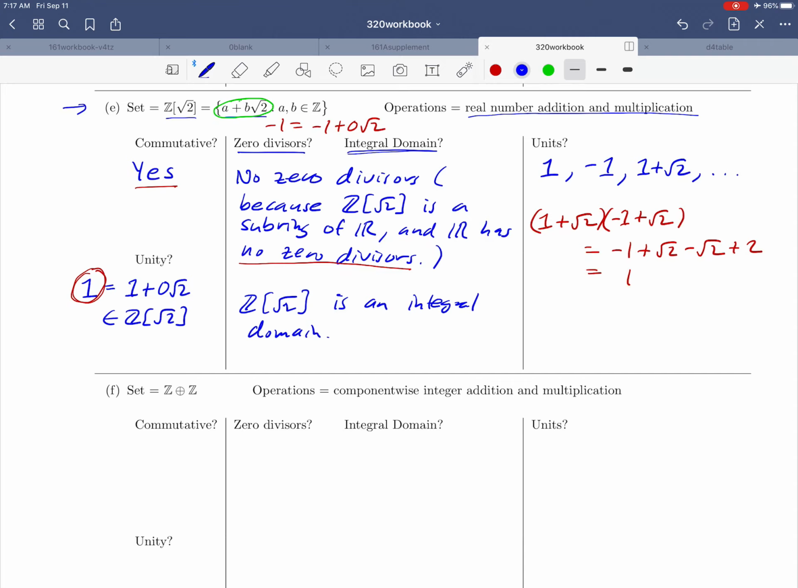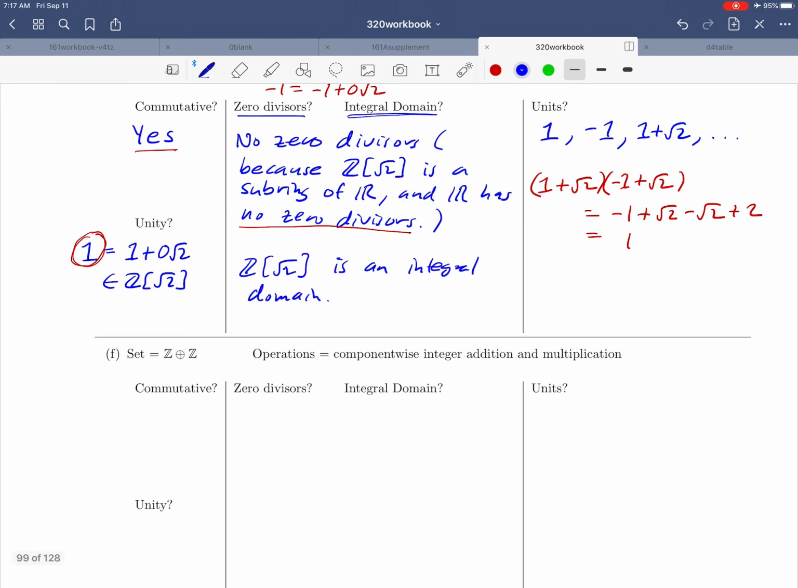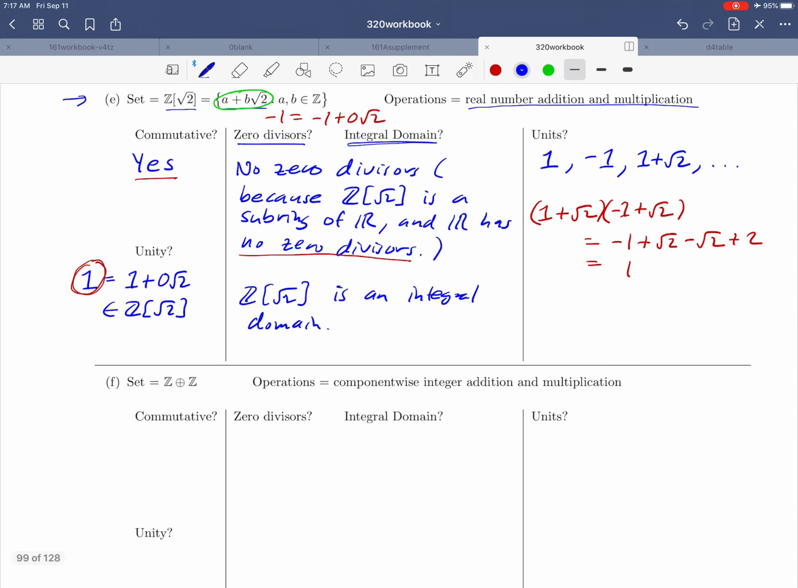Maybe somebody has figured out a complete list of what the units are, but I point that out just to demonstrate sometimes unusual things can turn out to be units in rings like this. You might play with this a little bit and see if you can find other examples that work. Okay, and the last one I'd like to work together here is part F.